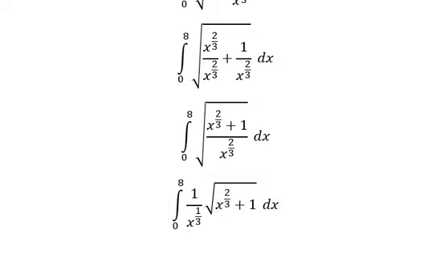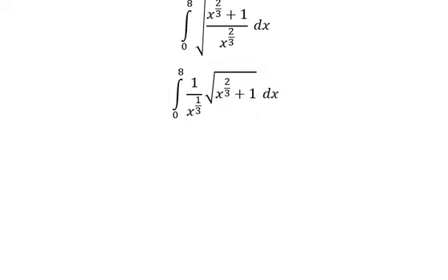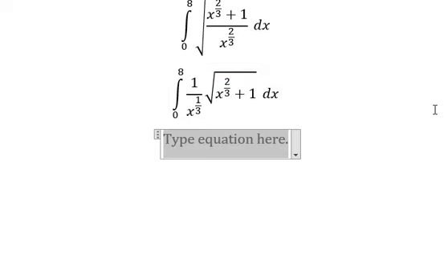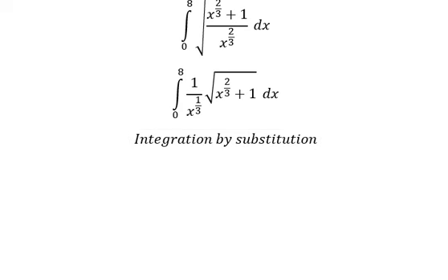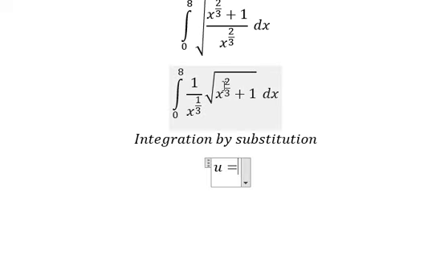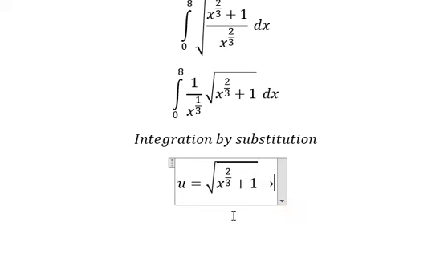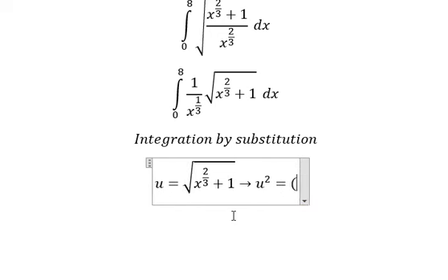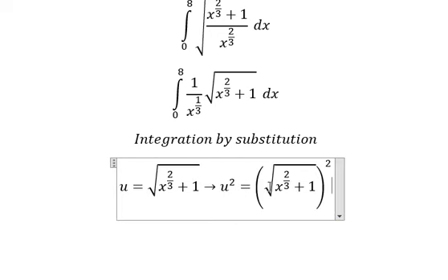Now, we can use integration by substitution. So I will put u equals to this one. Later we put the square for both sides to cancel the square root.